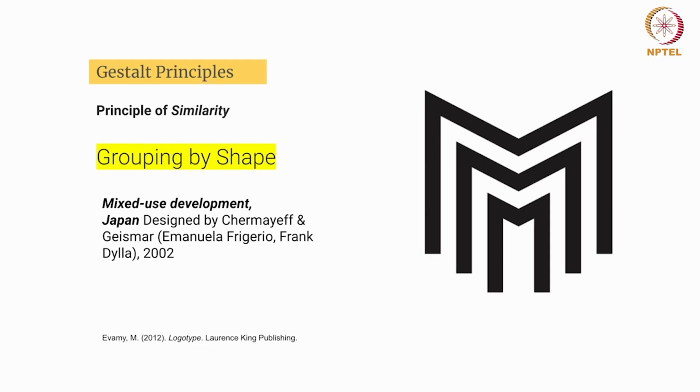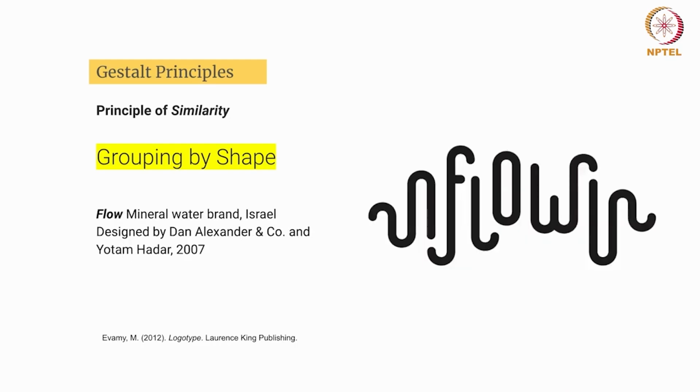Here the logo has been replicated using the same angular indent. The sizes are changing, but the shape seems to be almost similar, right? Although it is expanding, we are talking about the shape of the stroke. The stroke shape is similar and the angular indents are almost similar, right? Another example, Flow. This is a mineral water brand in Israel designed by Dex Alexander and Co. and Yotam Haider in 2027.